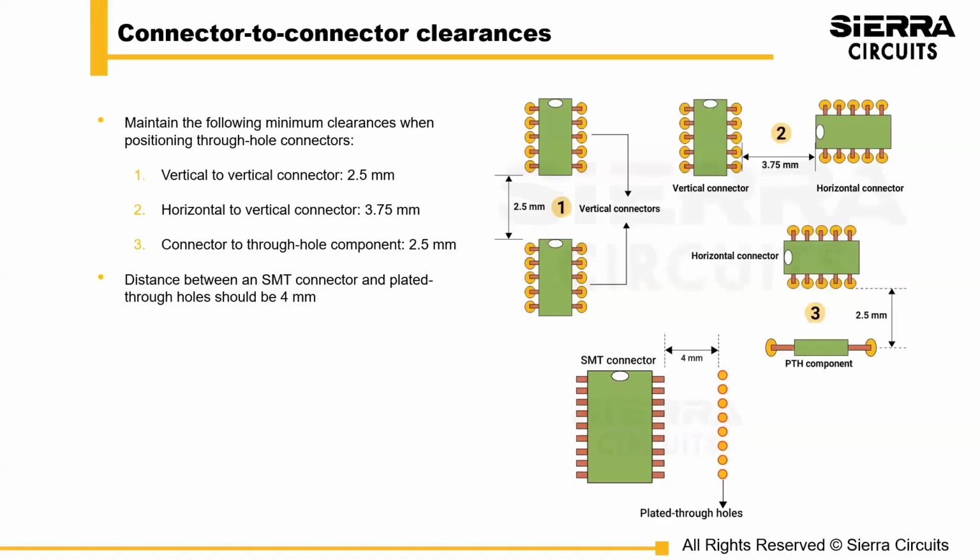So you need to maintain some of these mentioned minimum clearances when you're positioning through-hole connectors. We recommend you keep a spacing of at least 2.5 mm between 2 vertical connectors. Between a horizontal and a vertical connector, provide at least 3.75 mm clearance. And between a connector and a through-hole component, the recommended spacing is 2.5 mm. The distance between an SMT connector and plated through holes should be 4 mm.